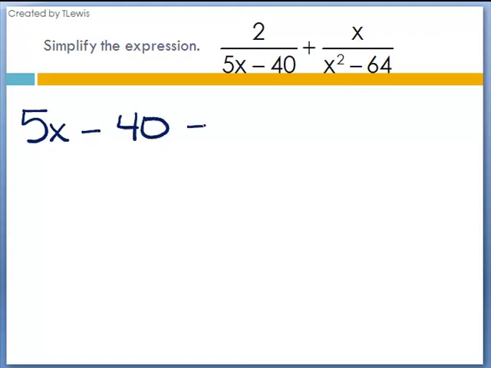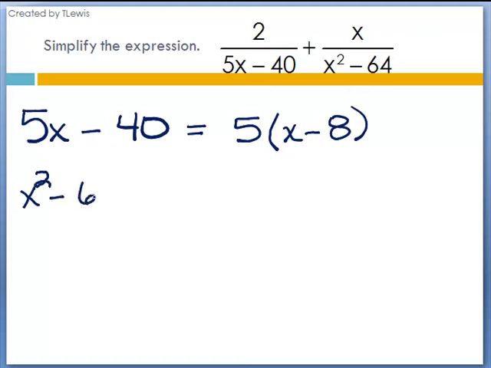We want to factor. Now, is there a GCF? Yes, we have 5. And then we're going to factor out a 5, and what is left over? X minus 8. And then we have the second fraction, x squared minus 64. And is there a GCF for x squared minus 64? No. We have two terms. First and last terms are perfect squares. We have a minus sign. This is a difference of perfect squares, so we're going to factor this into the product of two binomials.